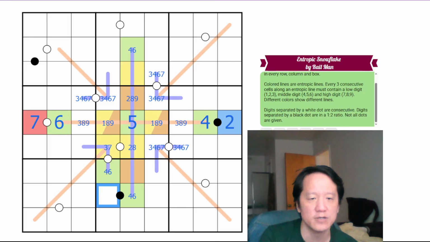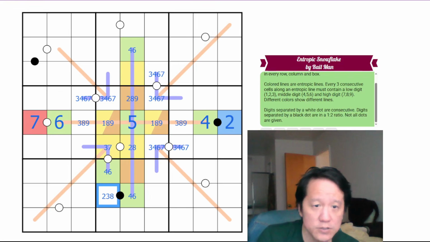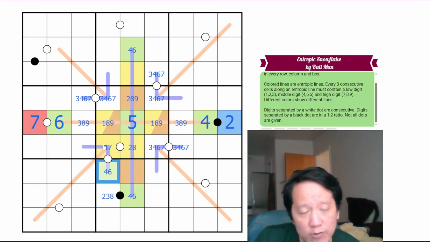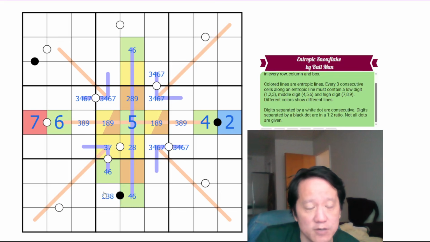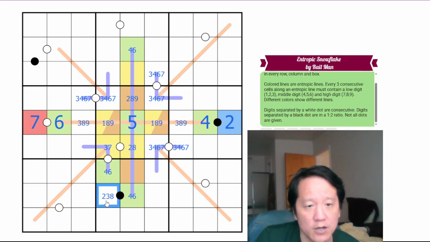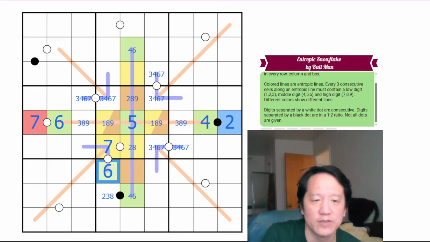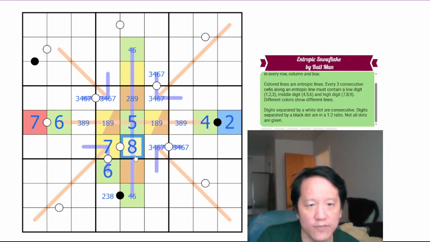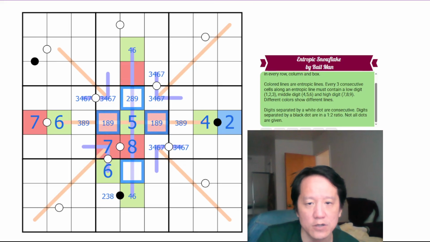4 and 6 can be in a 1-2 ratio with 2, 3, or 8. So again, if this is 4, that would force this to be 3. This would then have to be 6, which is only in a 1-to-2 ratio with 3, and we'd have a duplicate 3 in the column. So this cannot be 4 and 3. This must be 6 with 7 there. That makes this 8. So the yellows have to be high, and the oranges are low.